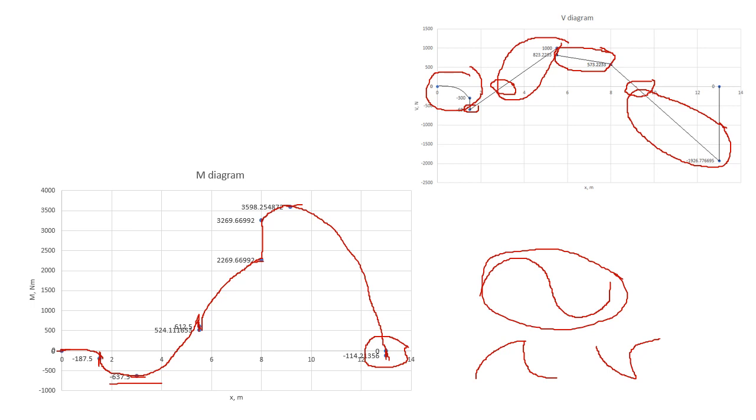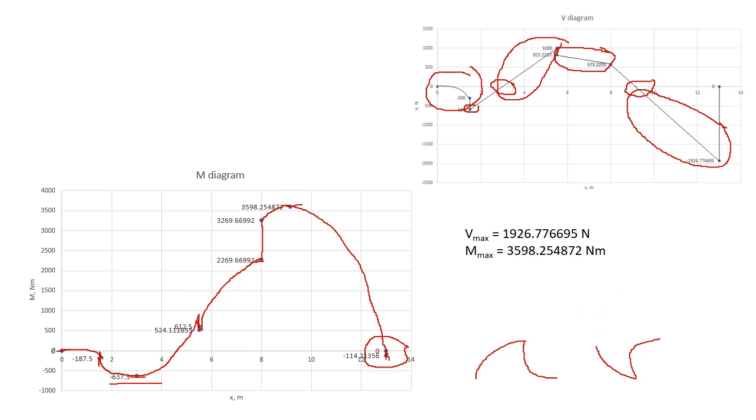So now, we note our Vmax and our Mmax. So the largest value, magnitude, in our shear diagram is 1926.77695 newtons. And for our moment diagram, it's 3598.25487.2. Now, for the degree of each curve, I will just erase this.